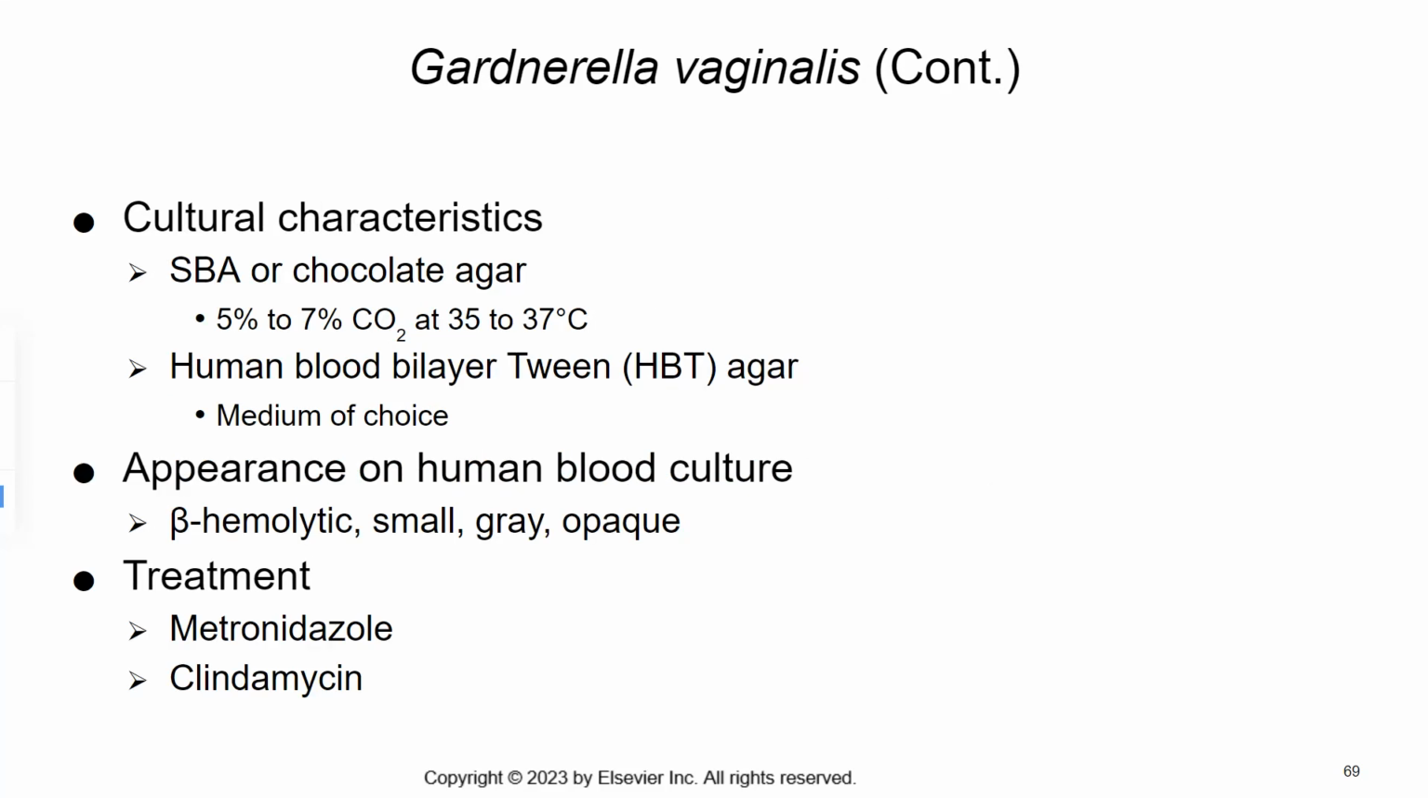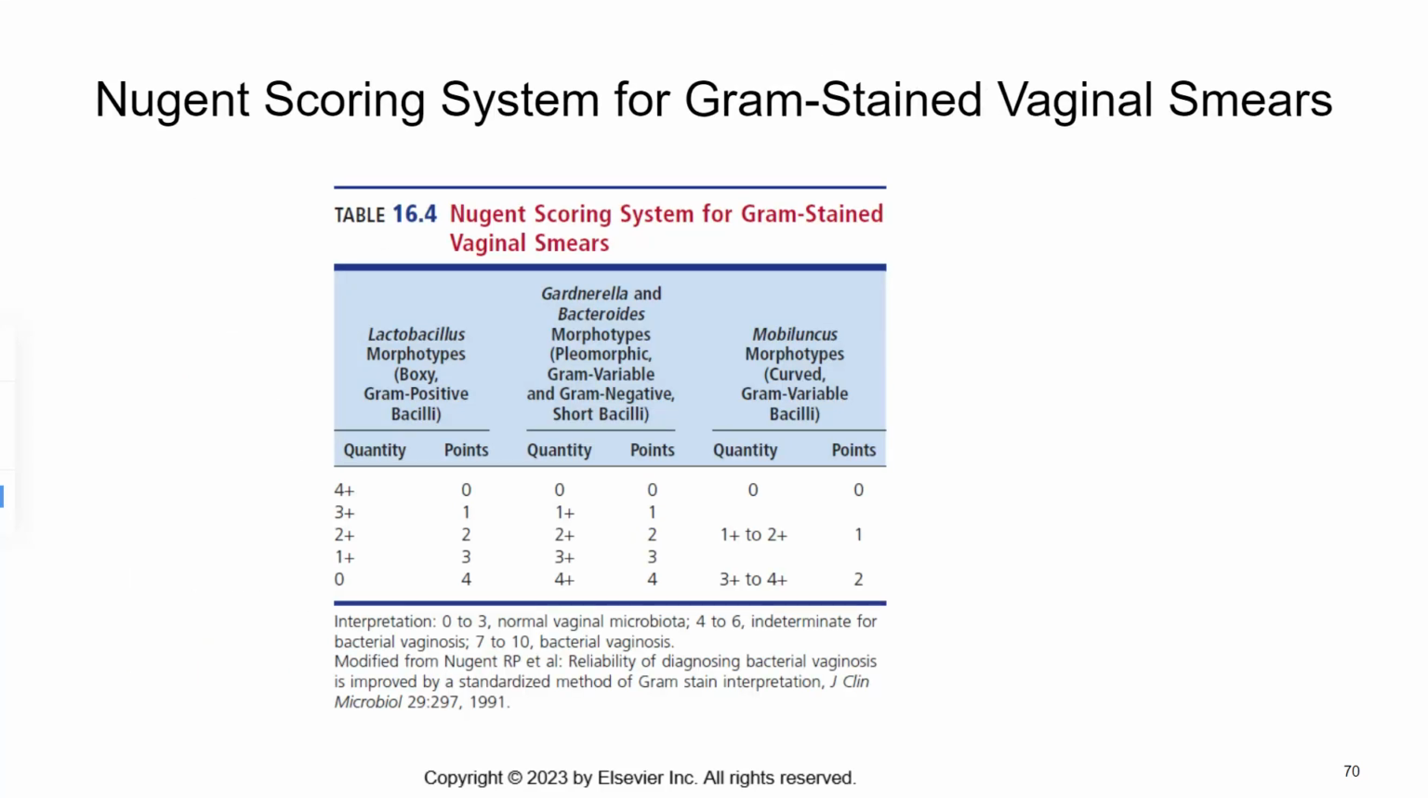Culture characteristics: SBA or chocolate agar, 5 to 7% CO2 at 35 to 37 C. Human blood bilayer Tween, HBT, agar is the medium of choice. Appearance on human blood agar is beta hemolytic, small, gray, opaque, and treatment is metronidazole or clindamycin. And this just shows the Nugent scoring system for Gram stain vaginal smears.